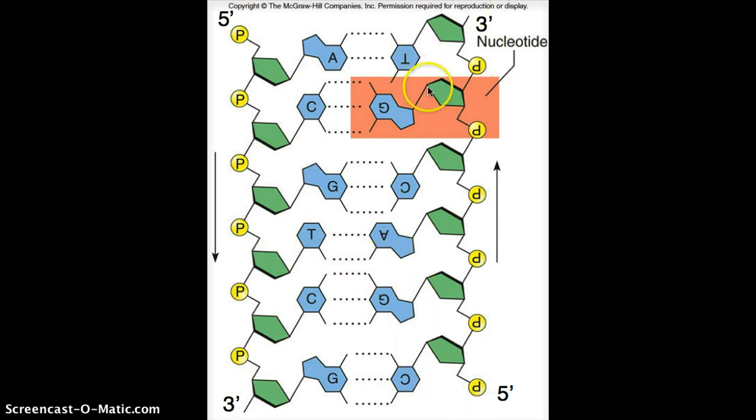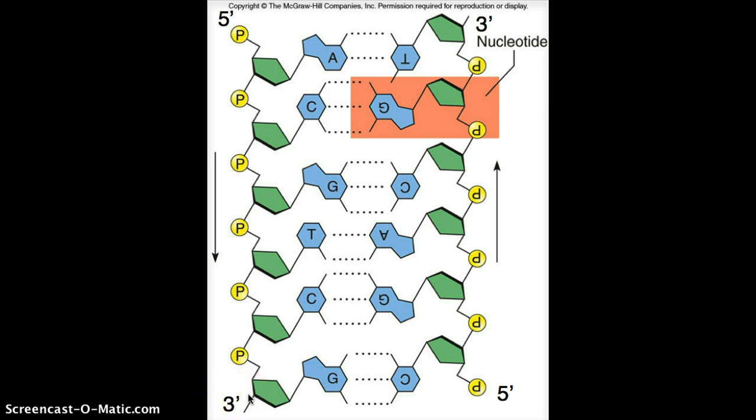And these are actually running in opposite directions, and we use the term anti-parallel. So we say that the two strands of DNA are anti-parallel. We can also see that the 5' and 3' ends are opposite on the two strands. So those numbers refer to the carbons of the sugar.